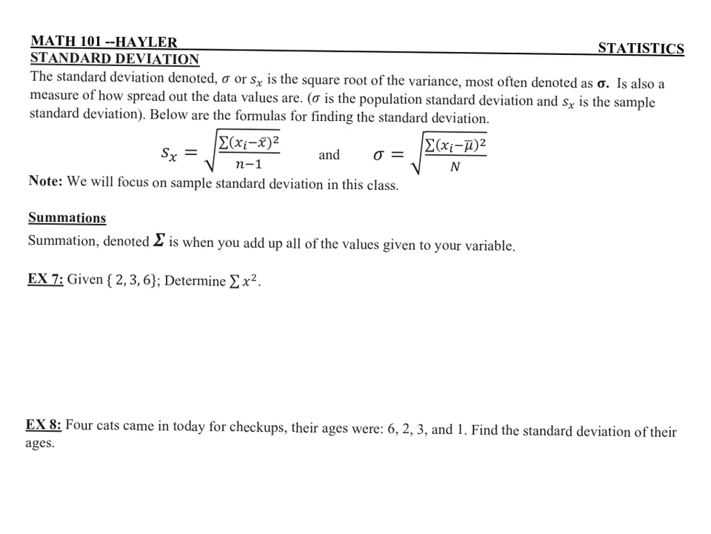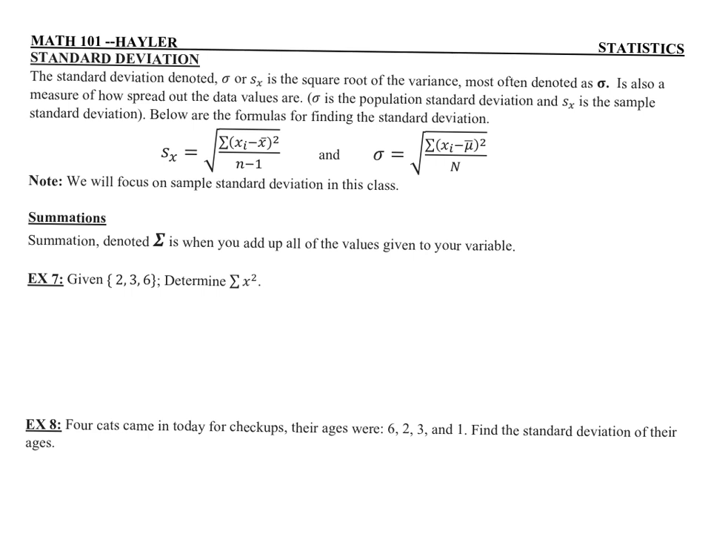So the standard deviation, denoted sigma or S sub x, is the square root of the variance, most often denoted as sigma. It is also a measure of how spread out the data values are. So notice sigma is the population's standard deviation and S sub x is the sample standard deviation. So sample versus population once again. Below are the formulas for finding the standard deviation. If we're just looking at the sample, this is how we'd find it. If we're looking at the entire population, that's how we would find it.